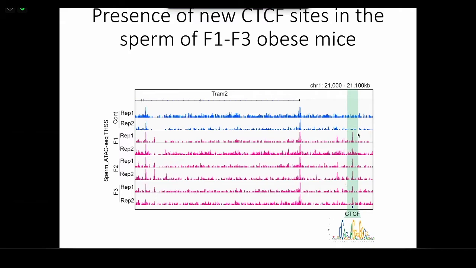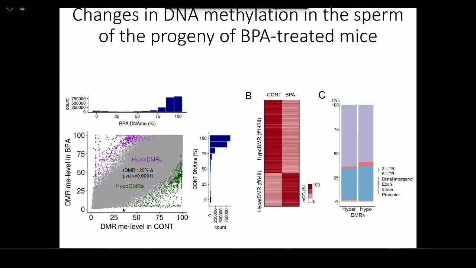And so this is the actual data. You can see this new CTCF site that was not present in control and is now present in all the different replicates. I only have up to F3 here. Now, I told you before that what we think is happening is that these transcription factors are binding to the germline at a time when the DNA is demethylated, and that they protect from demethylation.